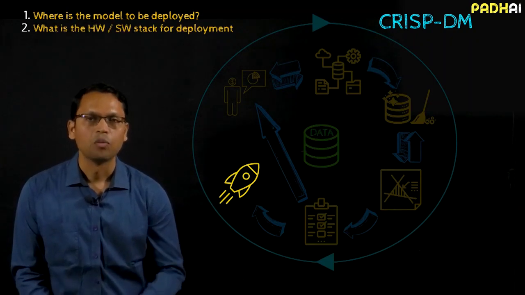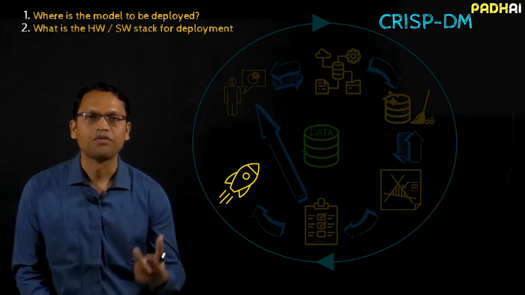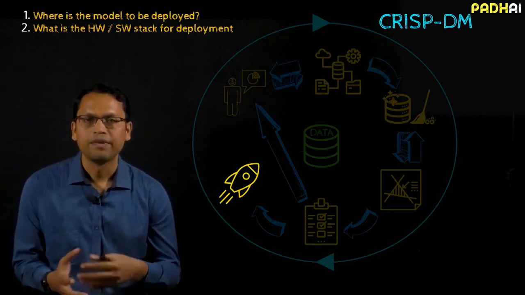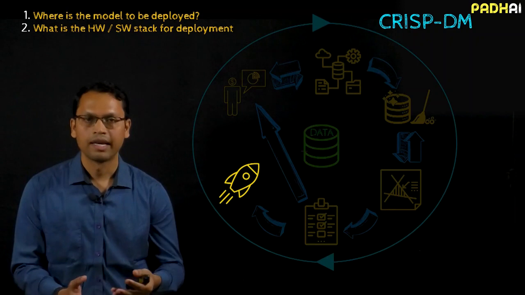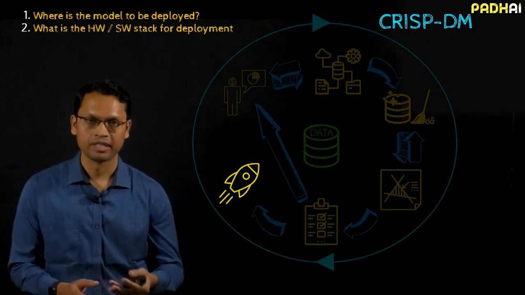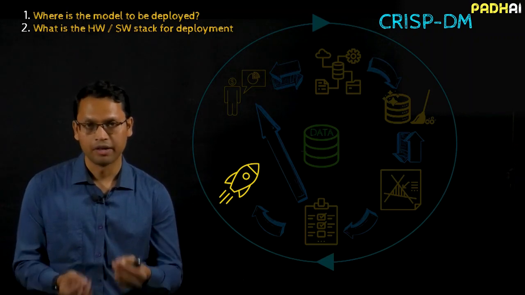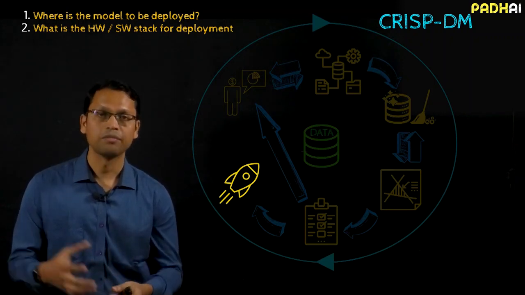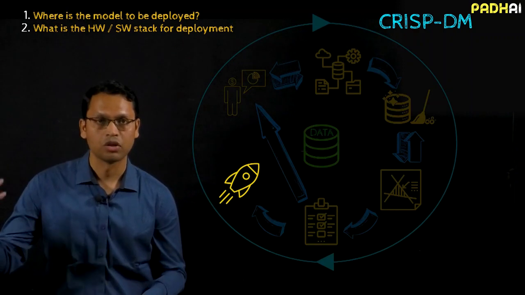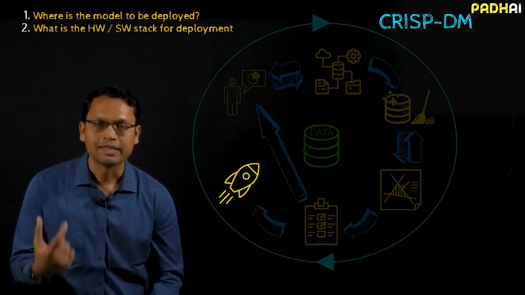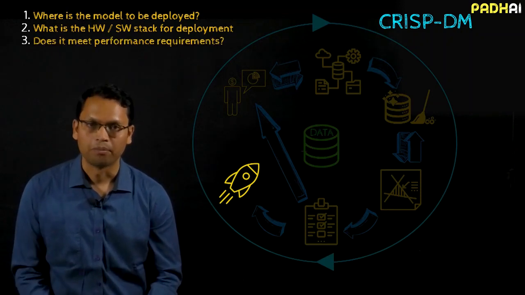The next question is, what is the hardware-software stack for deployment? Depending on where the model is to be deployed, you might have very different constraints. Something like a drone might only support the C++ language and needs to be written in a way that is very efficient. Whereas something on, let us say, AWS on the cloud can be written in any language that we want. So finding out what the stack is, is very important for deployment.